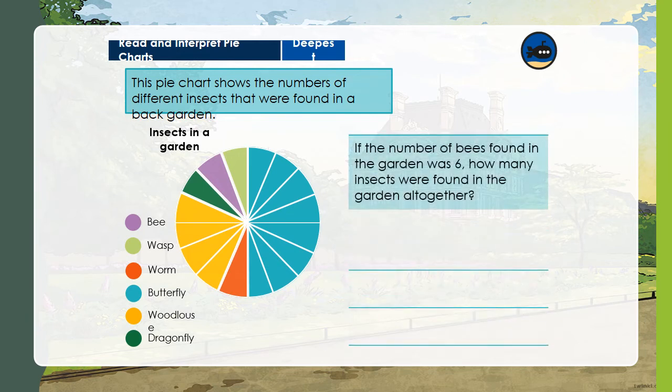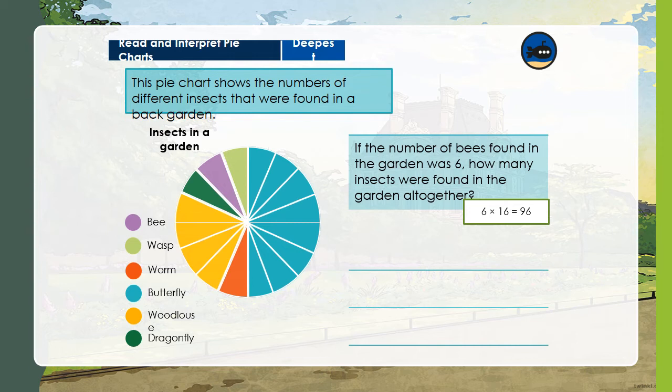If the number of bees found in the garden was 6, then how many insects were found in the garden altogether? Brilliant. I'm sure you know exactly what to do here. So we take the number of bees, which is 6, and we're going to multiply it by a number. What number are we going to multiply it by? That's right, we multiply it by 16. 6 times 16, and we get 96.